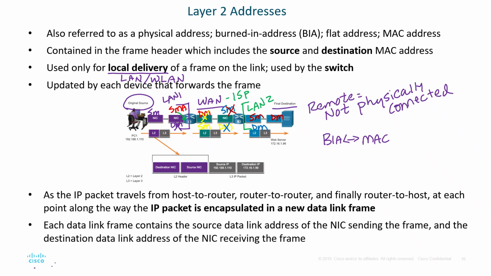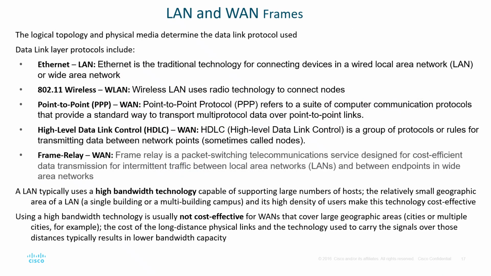So as the packet travels from host to router, router to router, and finally router to host, at each point along the way, the IP packet is encapsulated in a new data link frame. Each data link frame contains a source data link address of the NIC sending the frame and the destination data link address of the NIC that is receiving the frame. Now, the logical topology and physical media determine the data link protocol that will be used.